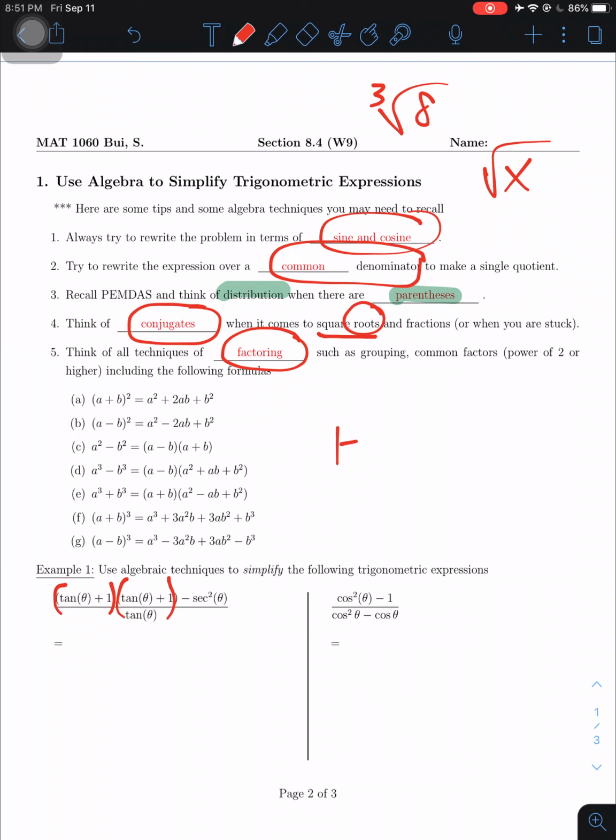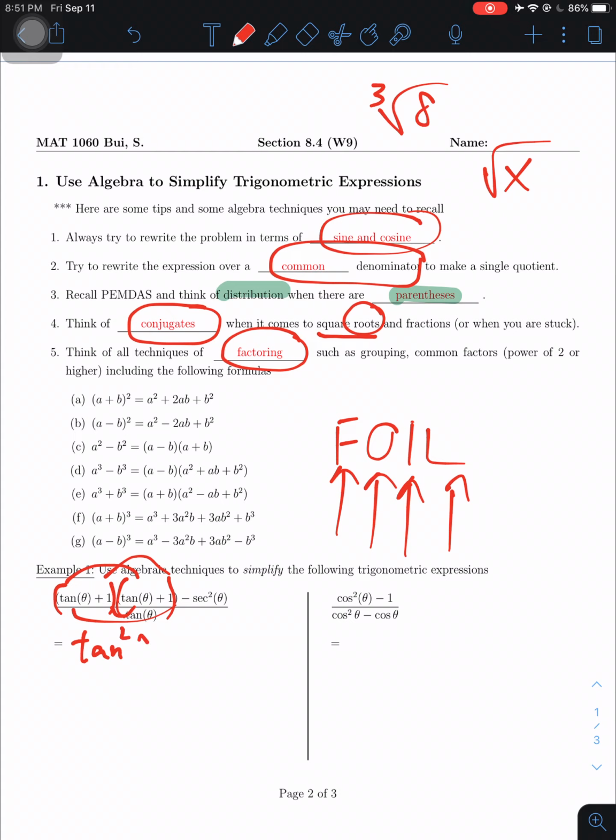And in case you guys don't know what FOIL is, F in here is first, L in here is last, O in here is for outside, and for this one it's inside. Okay, so we're gonna do first, last, inside, outside. Okay, so in short, it's gonna look like tangent square of theta plus tangent of theta plus another tangent of theta plus a 1.